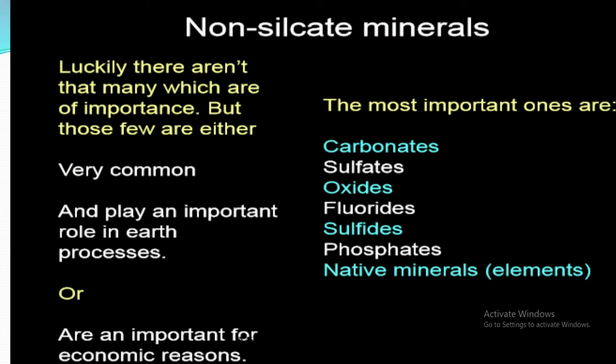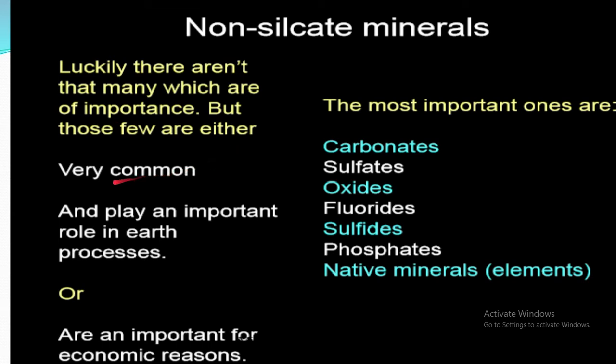We have discussed in the earlier classes regarding the silicate minerals. As we know, silicates form 90% of the crust, the rock composed of silicate minerals. They are mainly 90% of the earth crust, and there are certain non-silicate minerals. Okay, but of the non-silicate minerals only some are important.